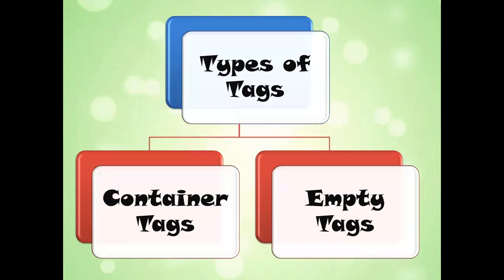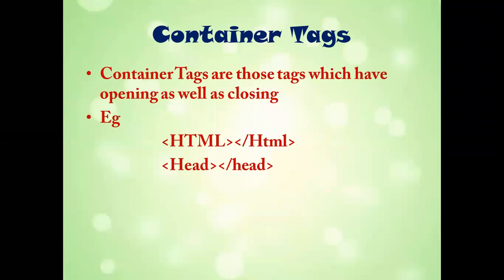Next, what are the different types of tags? Tags can be of two different types: container tag and empty tag. What is the difference between them? Container tags are those tags which have opening as well as closing. It is compulsory to open these tags and it is compulsory to close them also. For example, HTML and head. It is also predefined which tag will be a container tag and which will be an empty tag. If you are not closing it, it means you are writing incorrect code. So this is how we can write.